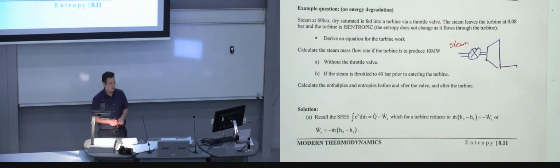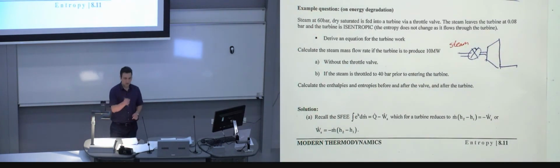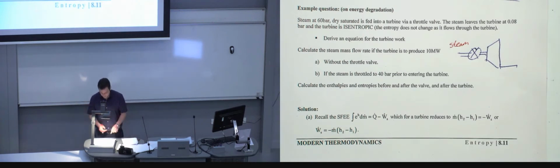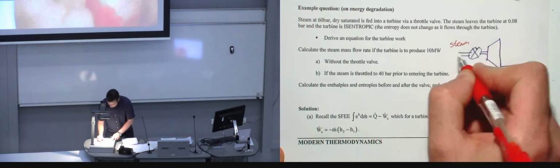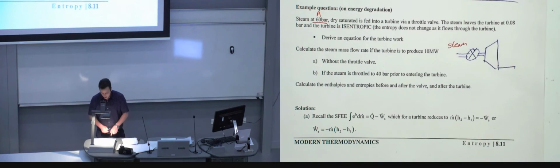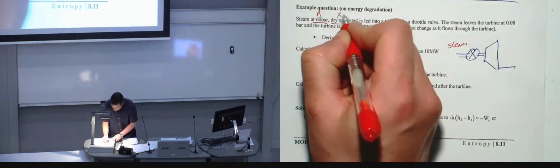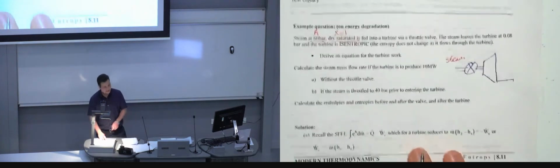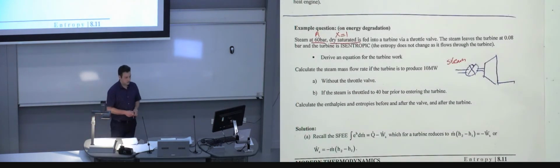As soon as you hear the term steam, you know that you're going to be dealing with the steam tables. And this is a pure substance. Steam at 60 bar, so P1 is 60 bar. Dry saturated, which means X is equal to 1. This is exactly how I want you to answer these questions in the exam.